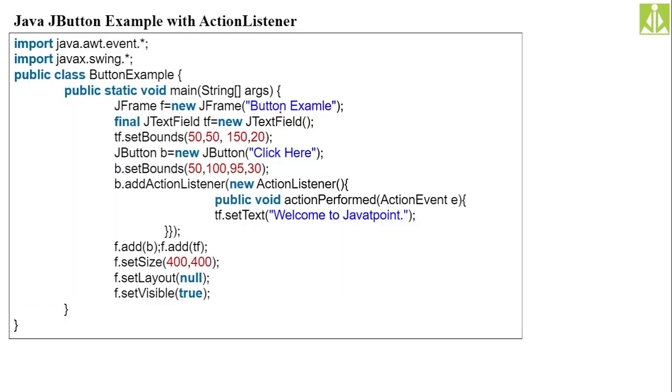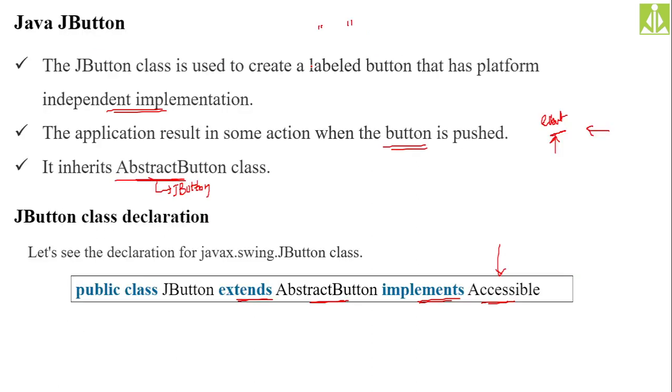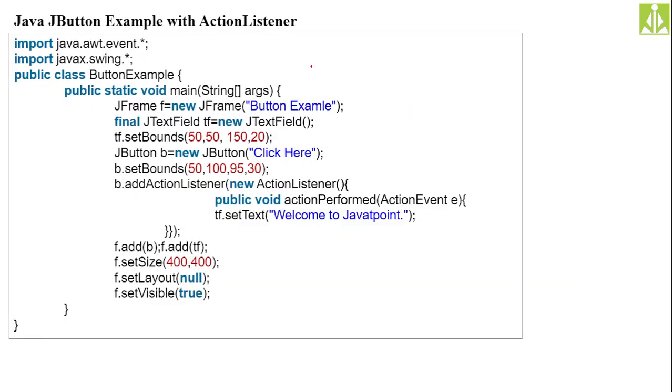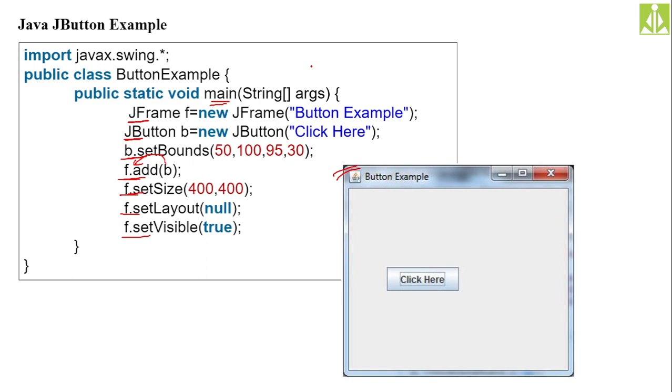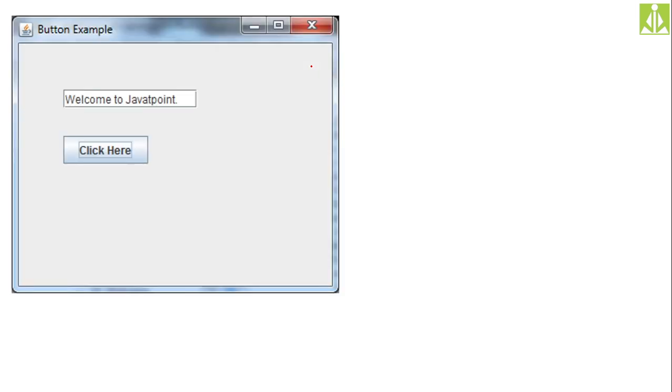Then the other components, like what we have seen in this list, we need to practice. As I said, every single class over here will have its own predefined constructors, its own predefined constants, and its own predefined methods. We will see them one by one. After this JButton we are winding up this Swing concept.